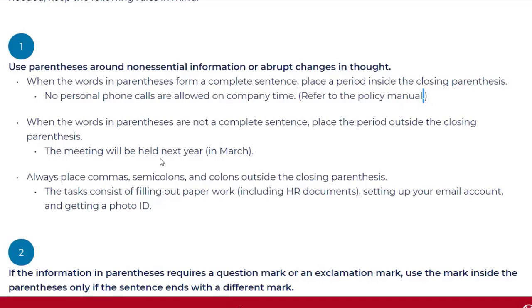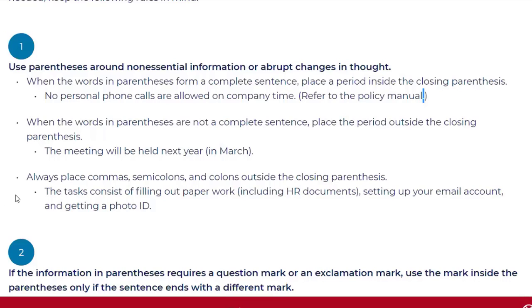When the words in parentheses are not a complete sentence, place the period outside the closing parenthesis. The meeting will be held next year (in March). Okay, so this is self-explanatory. As you heard, when the words in the parentheses are not a complete sentence, you will have to place the period outside the closing parenthesis. For example, the meeting will be held next year. This is non-essential information. We put it in parentheses, and it's not a complete sentence. That's why we put the period after the parentheses.